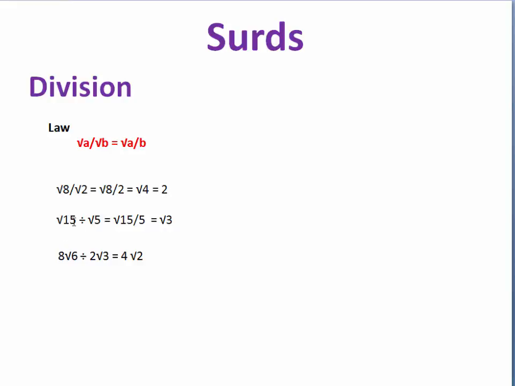Here we've got square root of 15 divided by square root of 5. Using this division law, this is square root of 15 divided by 5. 15 divided by 5 is 3, so square root of 3. This becomes 8 divided by 2, which is 4, as in multiplication, like we did there. Then do the roots next. Square root of 6 divided by square root of 3, square root of 2.